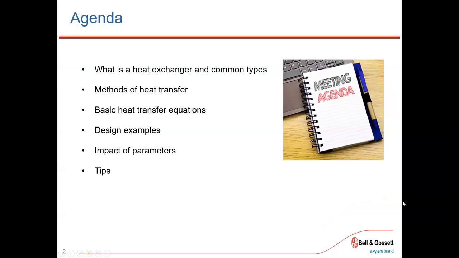So then if we break it down even further, just the section on heat exchangers, we're going to start off with some common types of heat exchangers and different methods of heat transfer, and then work our way into some basic heat transfer equations, some design examples, and then once we run through that, we'll be able to see some of the impact of the parameters that we're setting. And then from there, some rules of thumb, some tips, just to end it with.